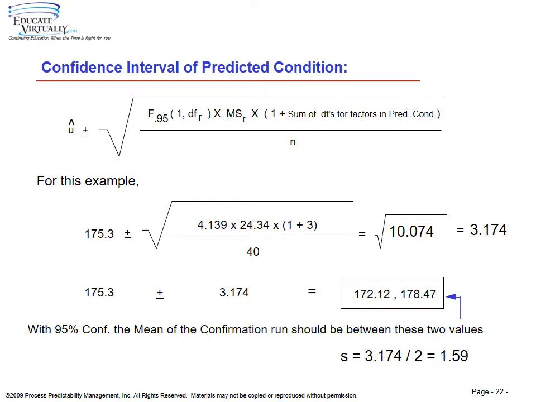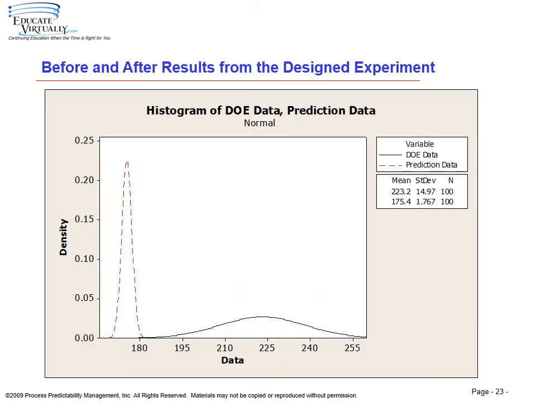Now we can use that 1.59 standard deviation with our 175.3 to actually generate some data so we can compare the before and the after distributions just to see how much of an improvement we made from this design experiment. Here's a histogram that's showing the DOE data, which is the before data, and we're comparing it against the predicted condition, which is after the designed experiment. We can see that we've dramatically reduced the variability about the mean. We've also shifted the average value significantly lower than everything that we saw in the design experiment.